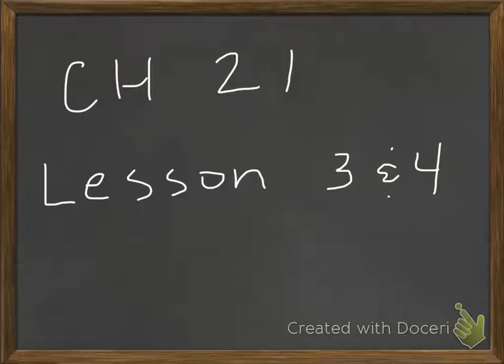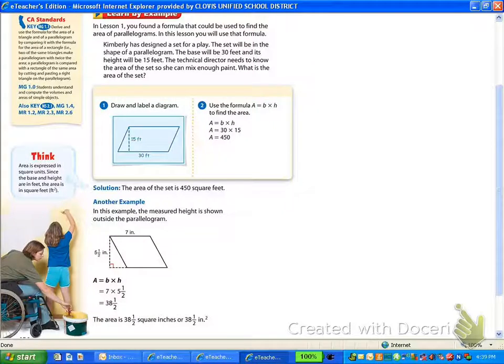Chapter 21, Lesson 3 and 4. Lesson 3 is the area of a parallelogram. Lesson 4 is the area of a triangle. So Lesson 3 is to find the area of a parallelogram.